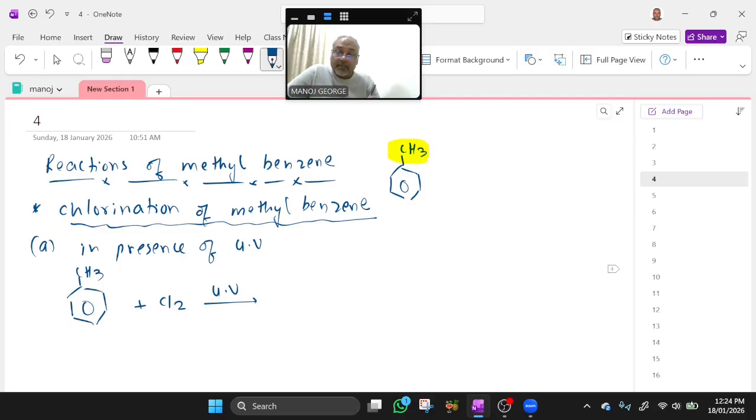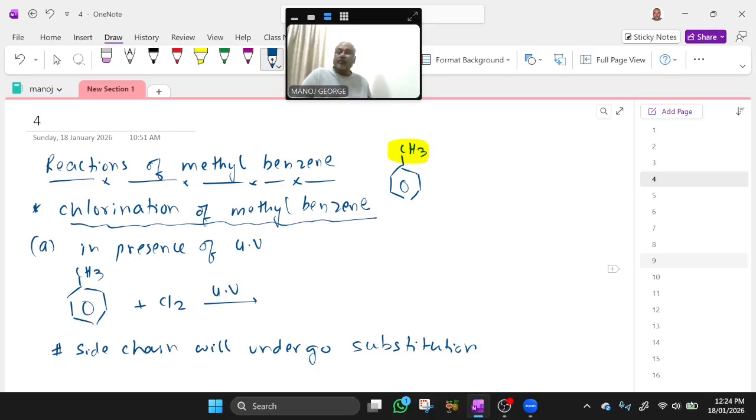Yes, because ultraviolet is mentioned, the side chain will undergo substitution. So first of all, this has to be very clear. The H of the ring cannot go because those conditions are not met. So the side chain means CH3 is now considered as the side chain. Whichever alkyl group is put, methyl, ethyl, propyl, whatever, this is the side chain.